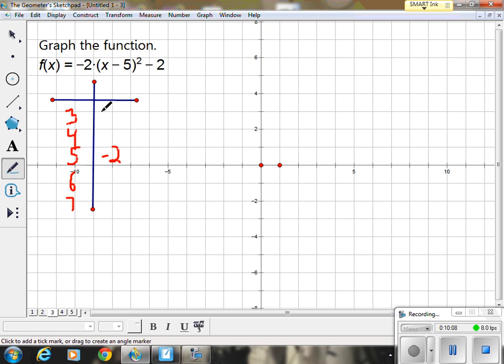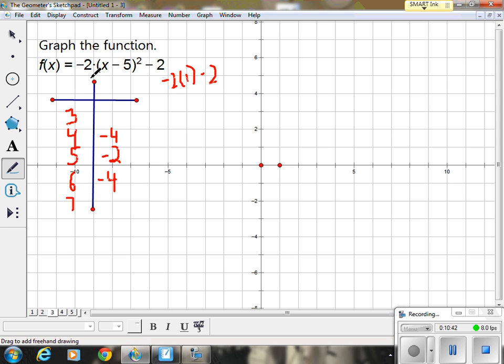Let's start with 6. 6 minus 5 gives me 1. 1 raised to the second power is 1. And negative 2 times 1 minus 2 would give me negative 4. That was when we plugged in 6. I'm going to use symmetry to my advantage here. Save me a little bit of work. 6 is 1 to the right of my vertex, so I expect the point that is 1 to the left of my vertex to have the same y coordinate. So I can go ahead and put negative 4 for 4.